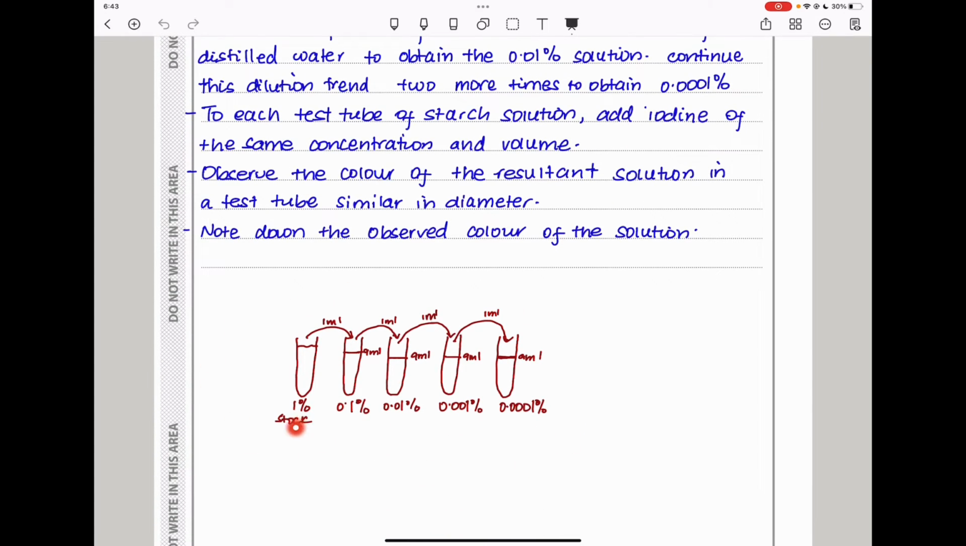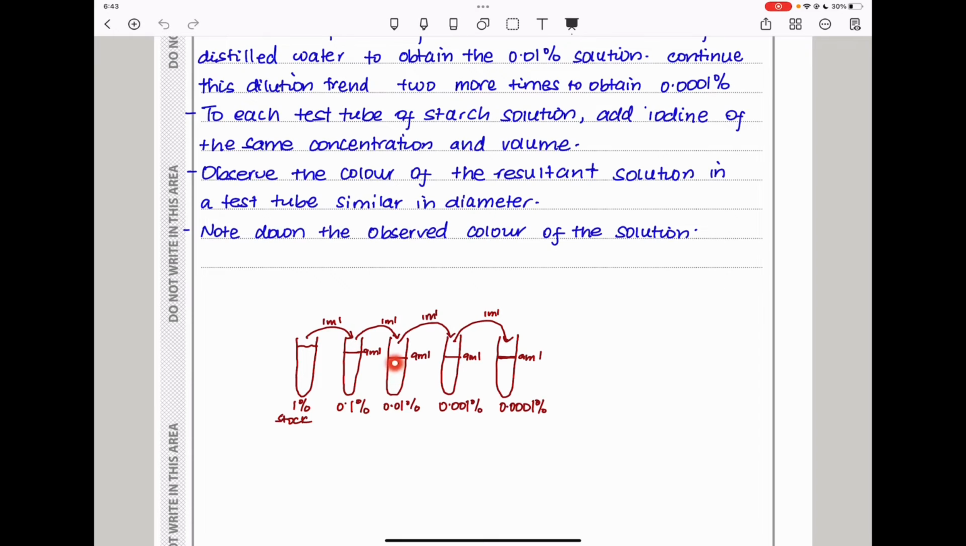So if you have the 1% stock solution, let's assume this, you take 1 ml from here and add it to 9 ml and then mix it thoroughly to create a new concentration, which is going to be 0.1%. Then from the 0.1%, take 1 ml and add it to 9 ml. This 9 ml has to be distilled water to make a dilution, which is going to be 0.01% after you mix.